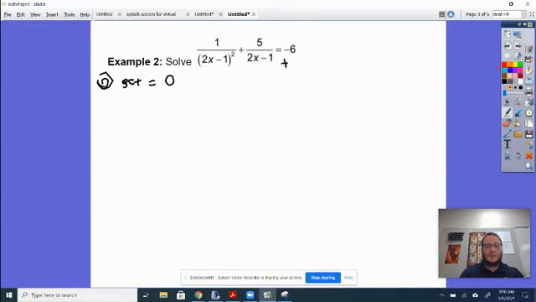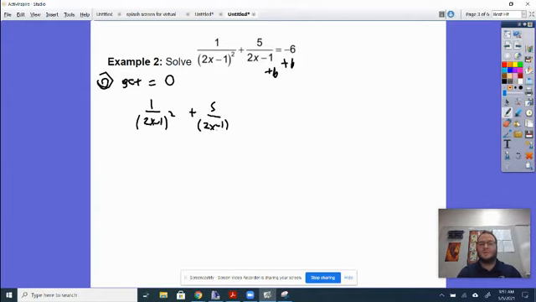So I'm going to add 6 to both sides. And I'm going to get 1 over (2x minus 1) quantity squared, plus 5 over (2x minus 1). I'm going to put that in parentheses. You'll see why in a second. It's going to make our life a little easier in a second. Plus 6 equals 0.